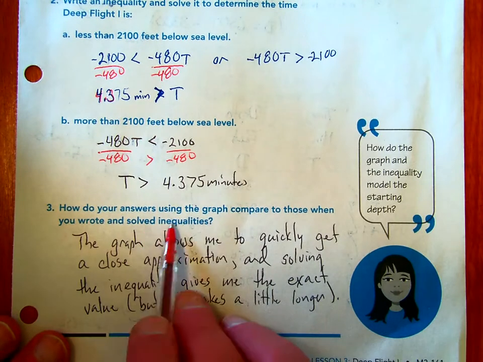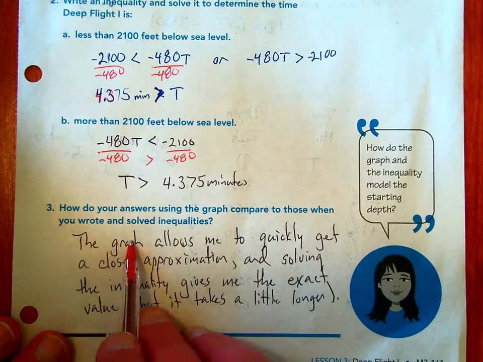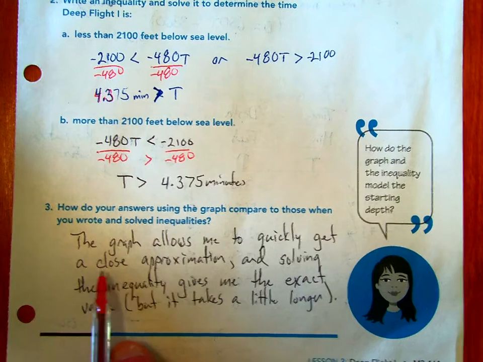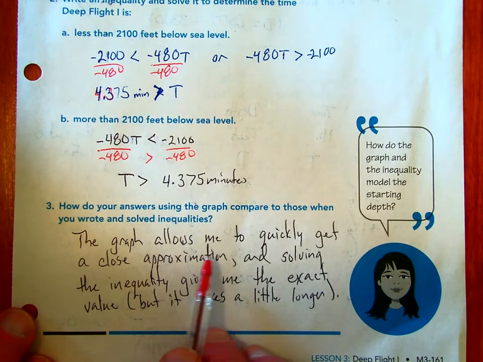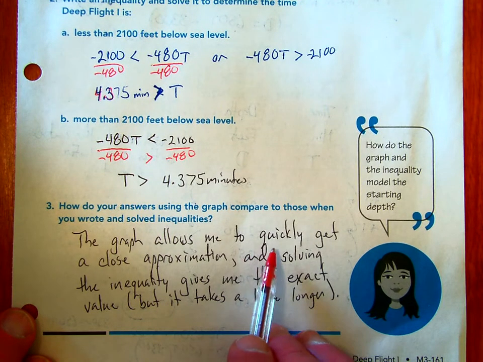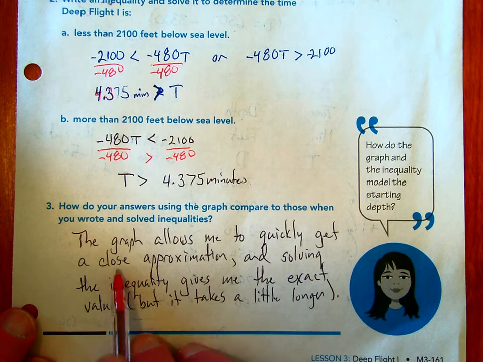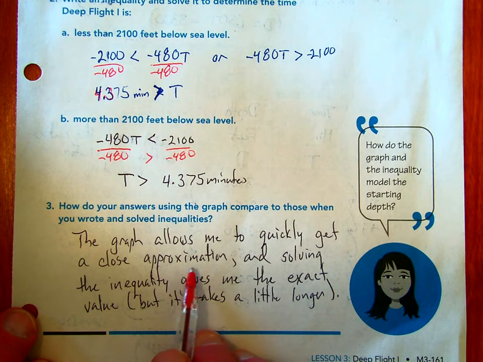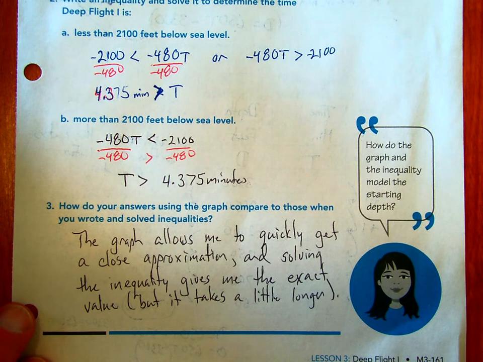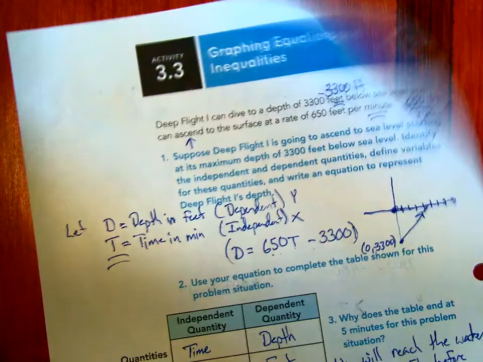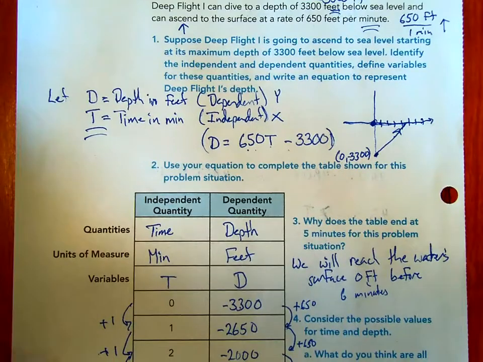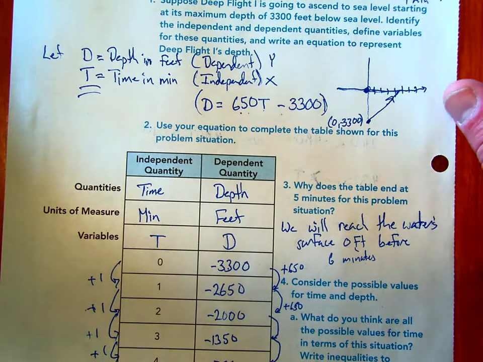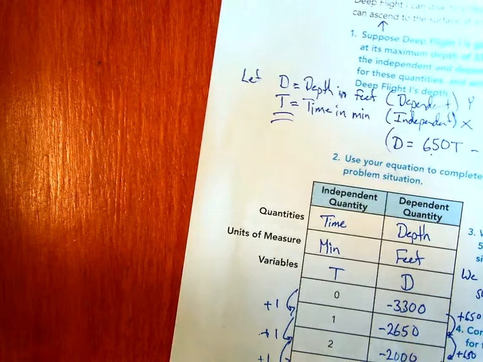How do your answers using a graph compare to those you wrote when you solved the inequality? Graphs are nice because they give quick information. They allow you to see a lot of information very quickly, but they just give you close approximations. And solving an inequality takes longer, but it gives me the exact value. And so they're useful for different things. We did page 162 together, so I won't go over that again.